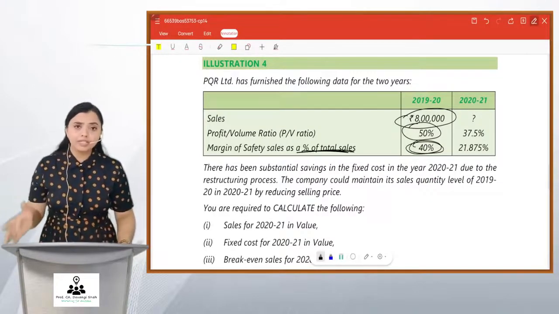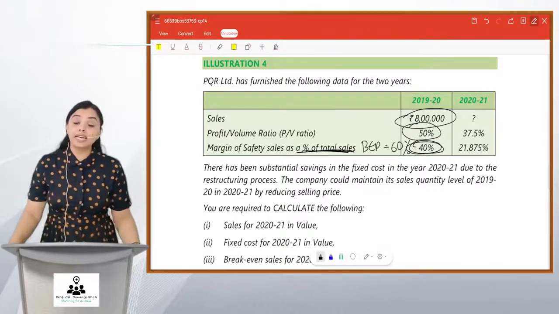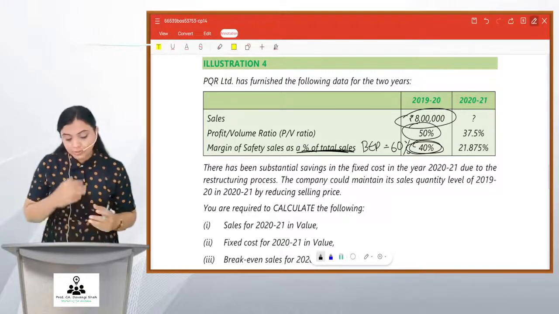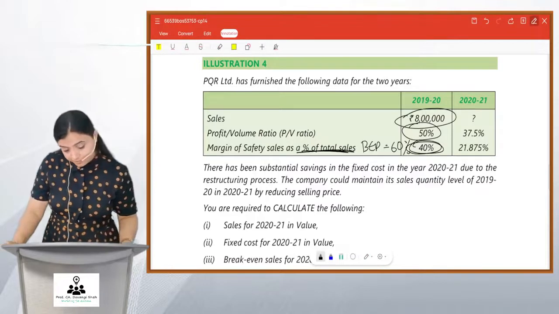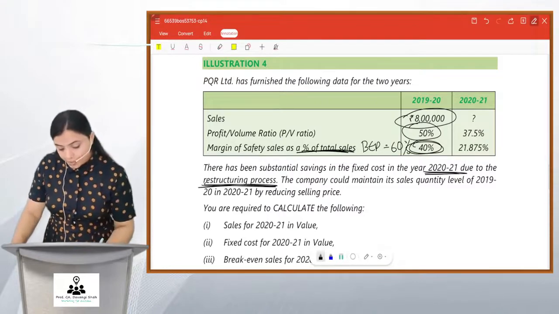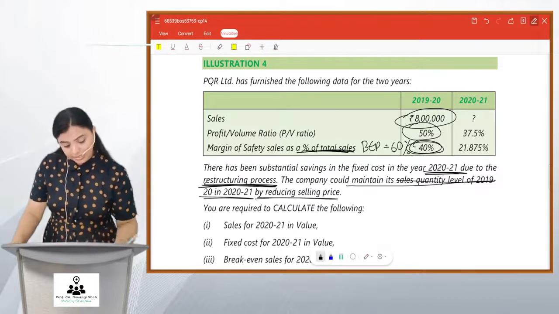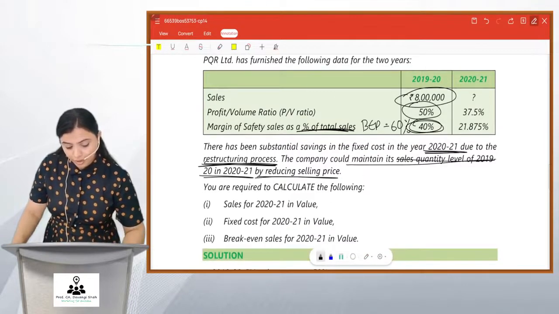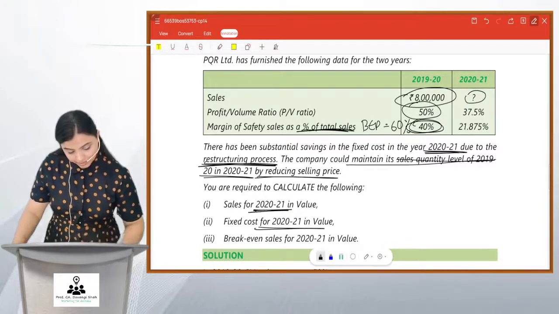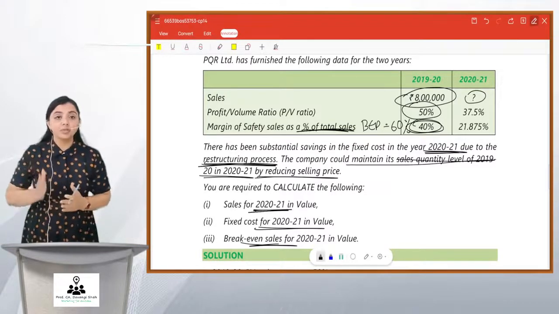Now when they say margin of safety is 40%, it clearly tells me that my BEP will be 60%, right? If margin of safety is 40%, your BEP will be 60%. There has been substantial savings in the fixed cost in the year 2021 due to the restructuring process. The company could maintain its sales quantity level of 2020 in 2021 by reducing the selling price. You are required to calculate the following: sales for 2021 in value, fixed cost for 2021, and break-even sales for 2020. Okay, so whatever data they have asked is for 2021.